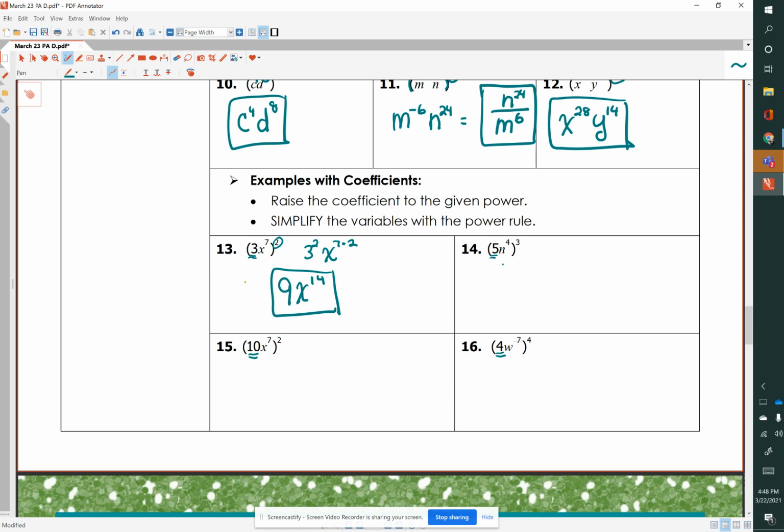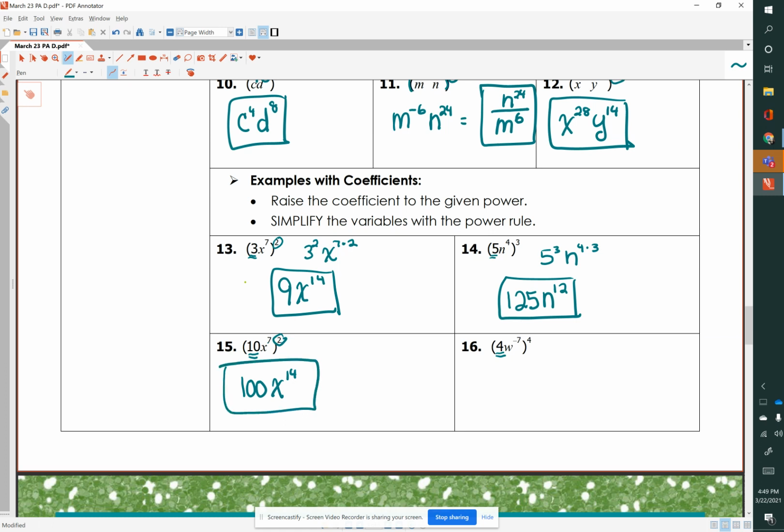Okay, number 14, 5 with an exponent of 3, n with an exponent 4 times 3. So that would be 5 times 5 times 5. So 5 times 5 is 25. 25 times 5 is 125. And we have n, 4 times 3, 12. Now, number 15, we have 10 to the second power. That's 10 times 10, which is 100. And we have x, 7 times 2, to the 14th power.